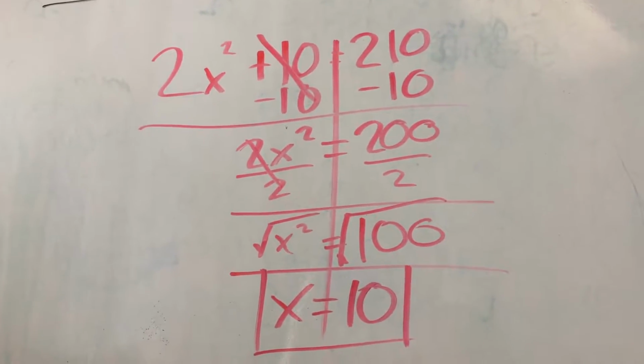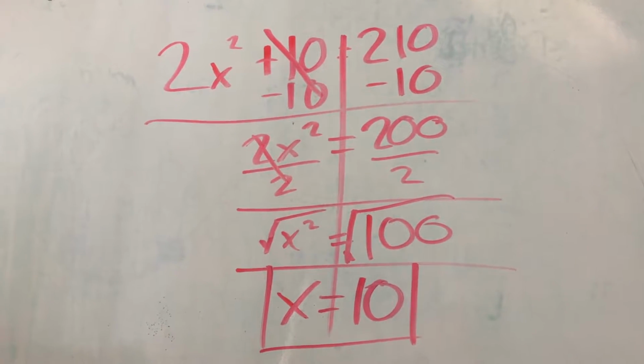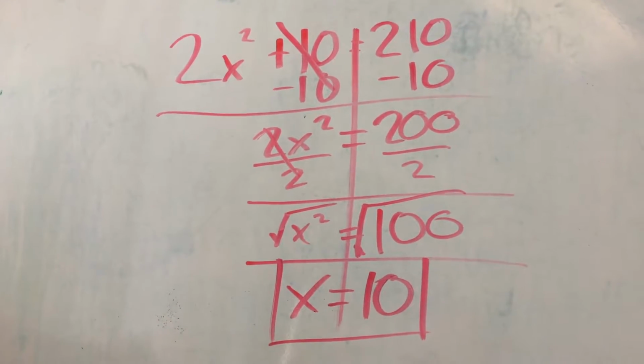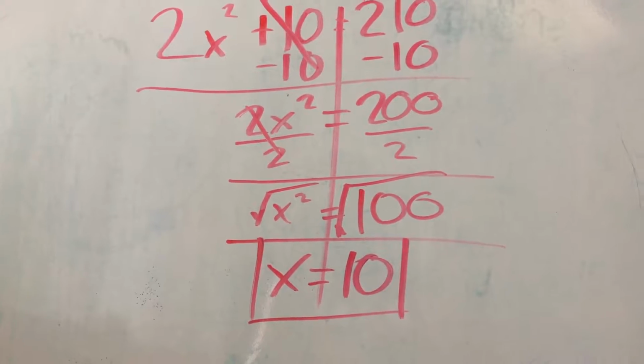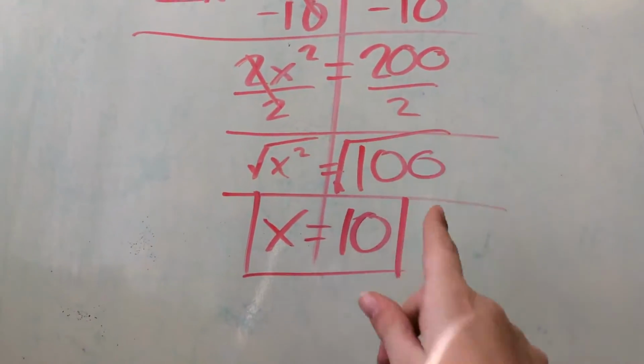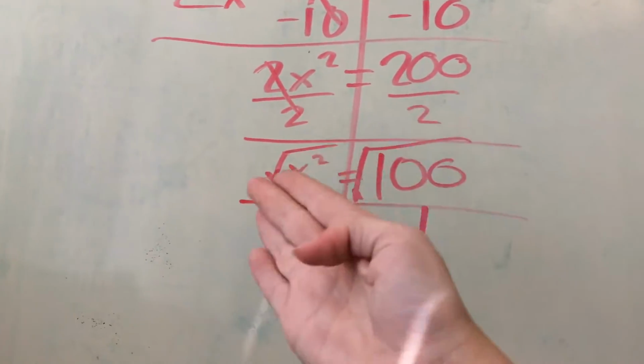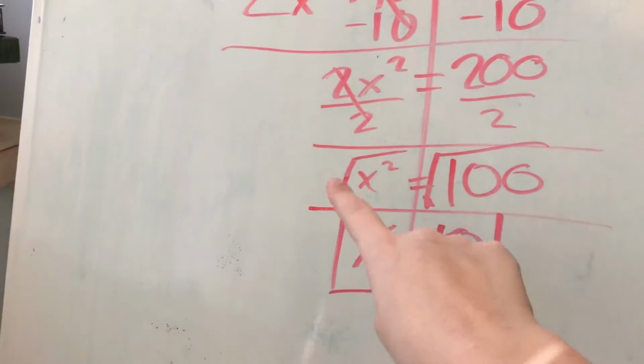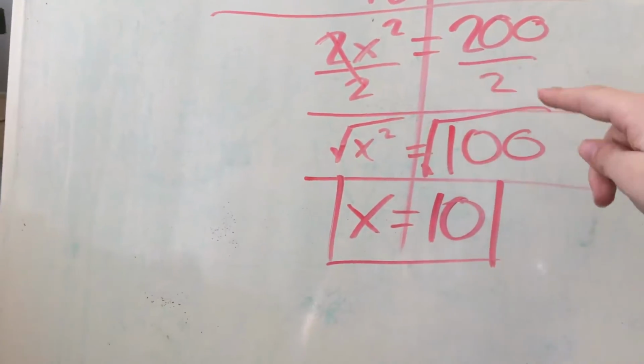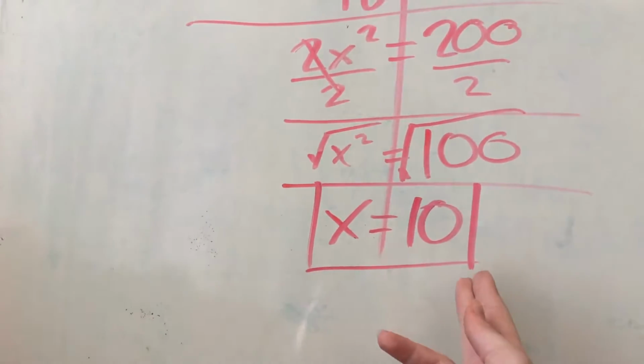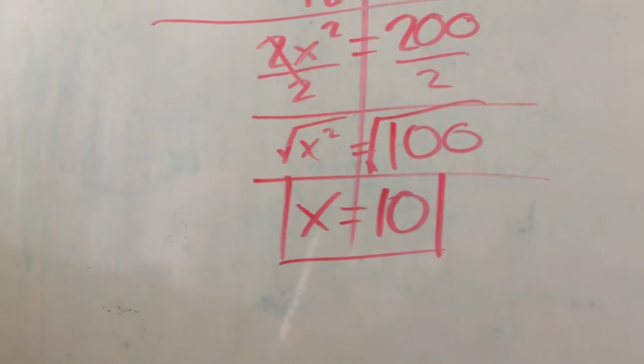Here we have our example, 2x squared plus 10 equals 210. We subtracted the 10s, then divided by the 2. So we were left with x squared equals 100. Then we do the square root to get rid of the little square, and we are left with x equals 10 because 10 times 10 equals 100.